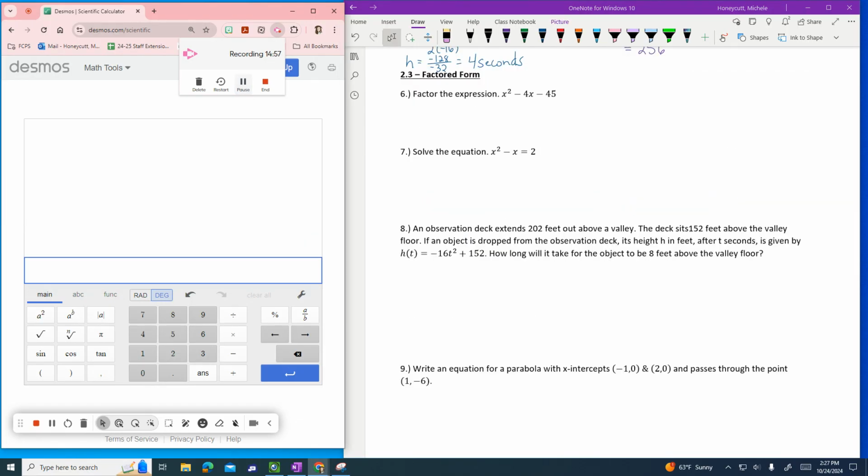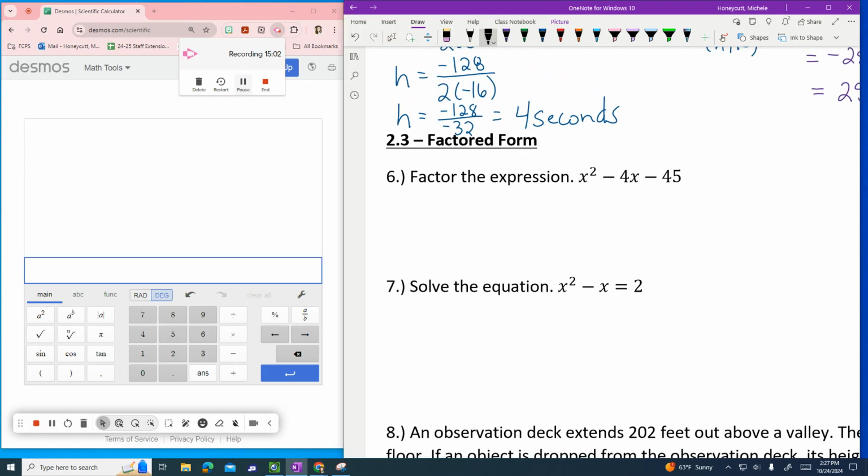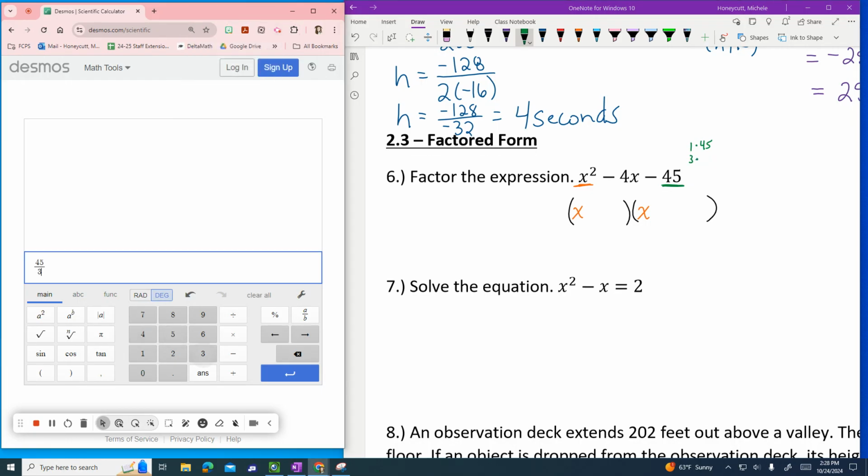Number 6 asks us to factor. So when I factor this expression, I notice there are no greatest common factors. So I'll set up two sets of parentheses. The first two numbers have to multiply to be x squared. I can do x times x. And then the last two have to multiply to be 45. So I could do like 1 times 45, 3 times 15, 5 times 9. So I'm looking at 5 and 9.